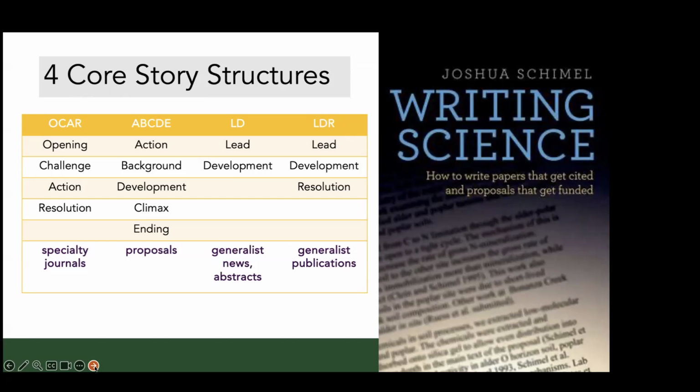The challenge: what is it that needs to be fixed, or the problem that's being solved, or what's being studied? The action, those methods: how did you do it? How did you study this? And what did you find? Those findings are the resolution: these are the answers. This is what we know, and this is how we're moving forward. So it's a really familiar way of telling that story.